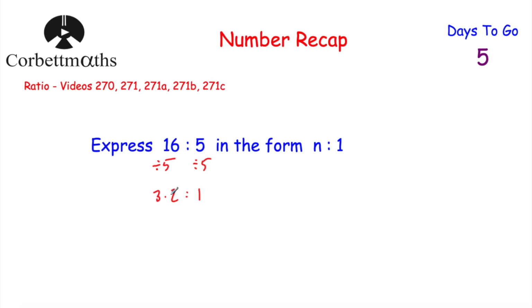So we've got it in the form n to 1. We've got 3.2 to 1. And that's in the form n to 1, a number to 1. So we made the number on the right hand side 1. If we were asked to express this ratio 16 to 5 in the form 1 to n, we would divide both numbers by 16, because that would give us the 1 on the left hand side, and then we'd have something on the right hand side, that n, that number.